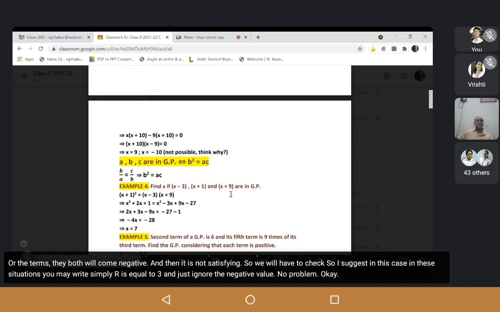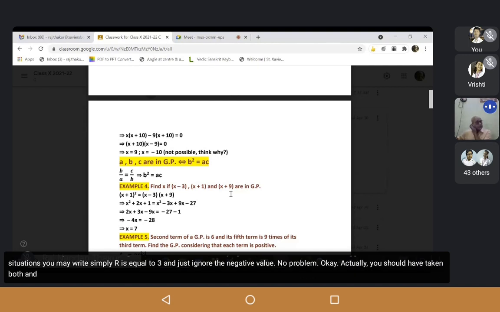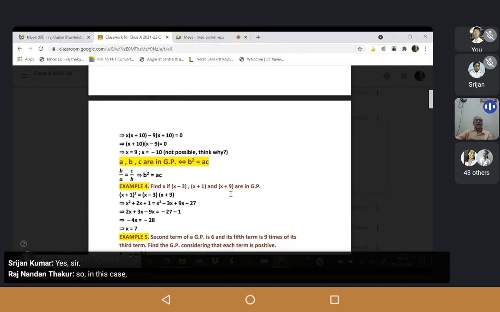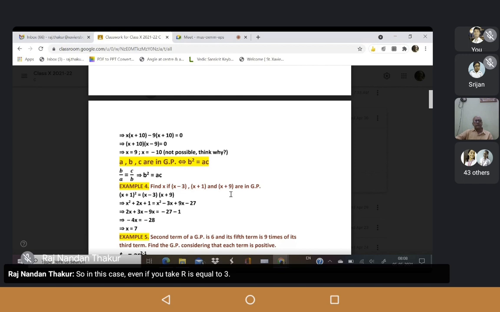Okay? Actually, you should have taken both and checked both. Got it? Got my point? Yes, sir. So in this case, even if you take R is equal to 3, it is okay.